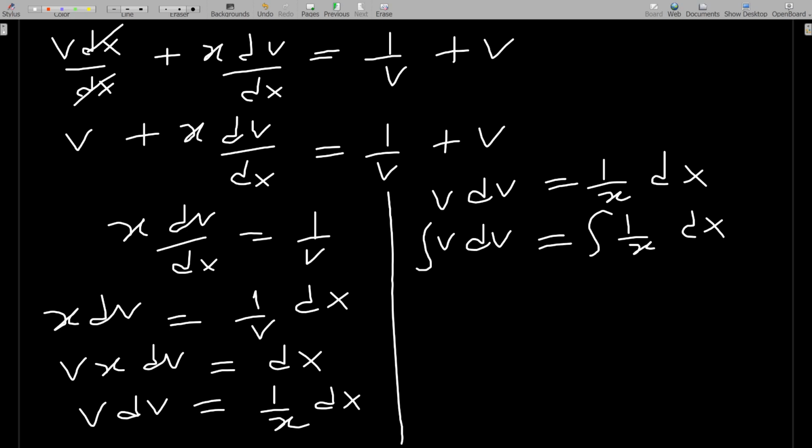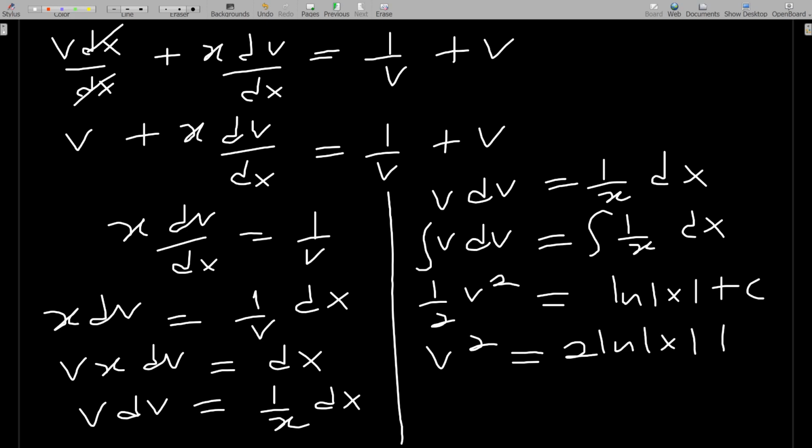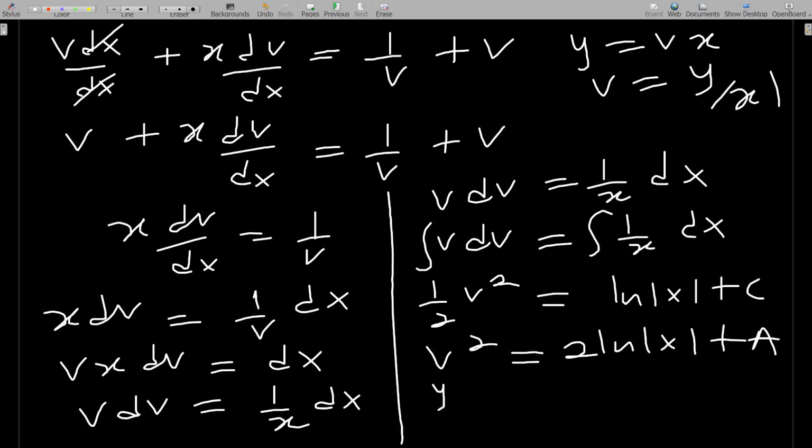The integral of v dv with respect to v is what? 1 over 2 v squared. Then this is equal to ln of x plus c. So v squared is equal to 2 ln of x plus, let's say, a, because 2 times c will give me another constant. And v, since y is equal to vx, v is equal to y over x. So wherever I see v squared, I put y over x there. When I square that, I get y squared over x squared, then 2 ln of x plus a.